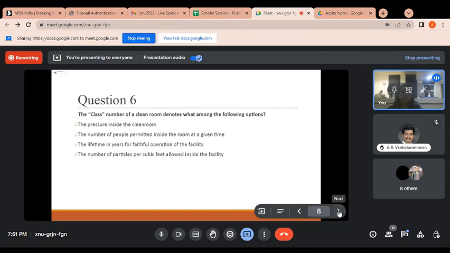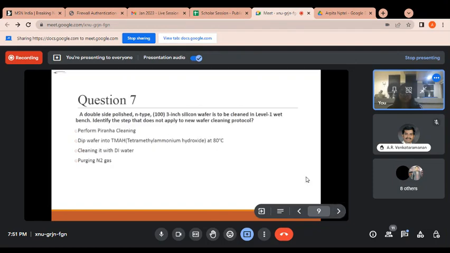So next we are moving towards our next question. Question number 7. A double-side polished N-type 3-inch silicon wafer is to be cleaned in a level 1 wet bench. Identify the step that does not apply to the new wafer cleaning protocol. First option is perform Piranha cleaning. Second option is dip wafer into TMAH. And what is the full form of this TMAH? Tetramethylammonium hydroxide at 80 degrees centigrade. And the third option is cleaning it with DI water, deionized water. And the fourth option is purging with N2 gas.